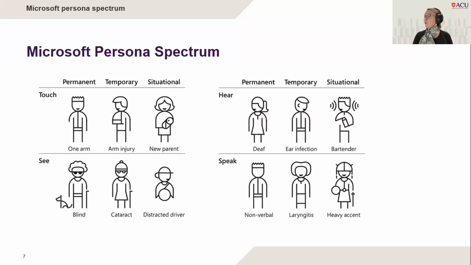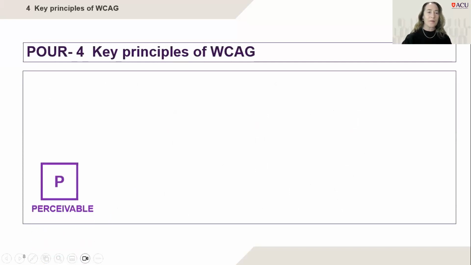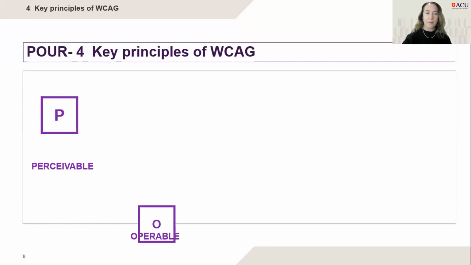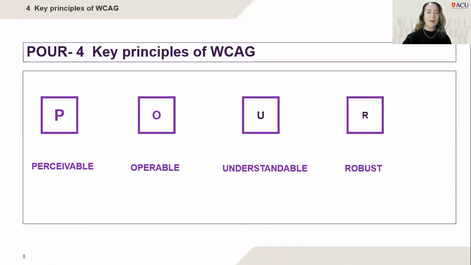So we clearly understand why it's important to design for online accessibility. Now let's look at the principles that can help us do that well. All right, so there are 4 key principles of WCAG, and they are known as POUR. So the first one is perceivable, second is operable, understandable, and robust. And Jess and I are going to walk you through what these 4 principles mean.